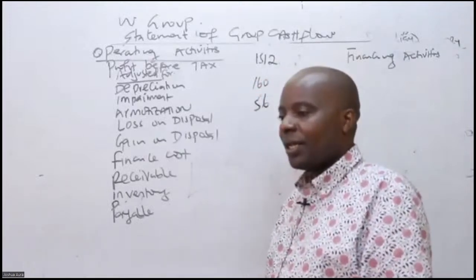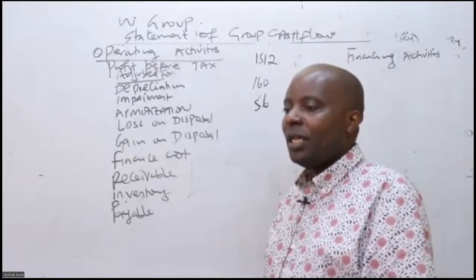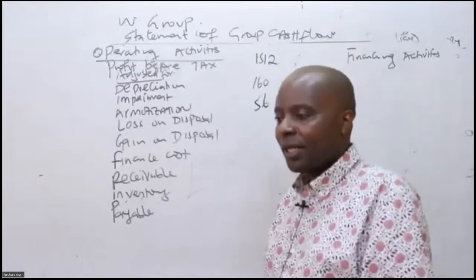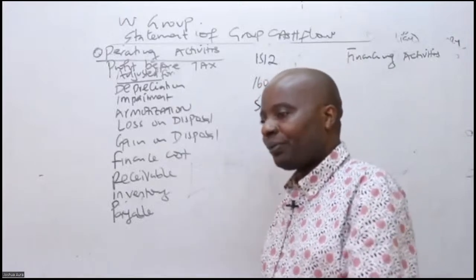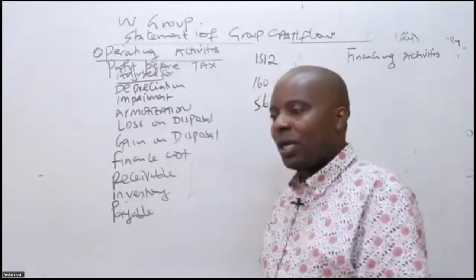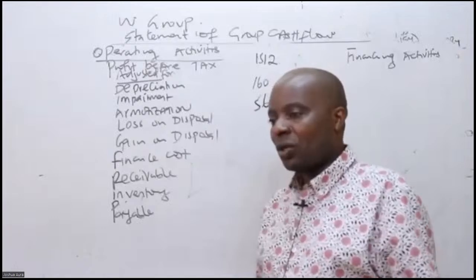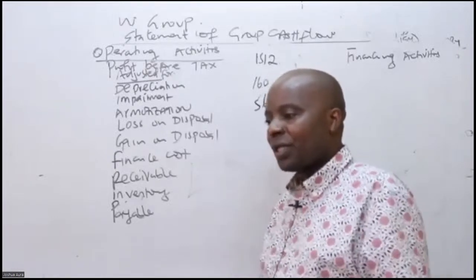The other one that I'll be able to pick very fast, a free mark there, is the finance cost. Is there anybody who is able to see the finance cost of the group from the P&L, from the profit and loss?